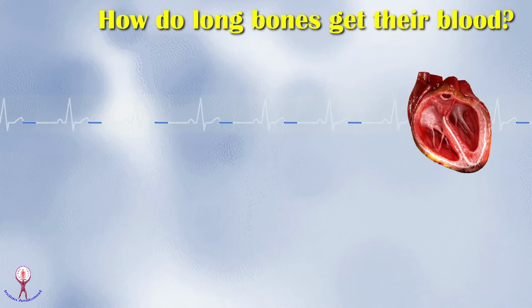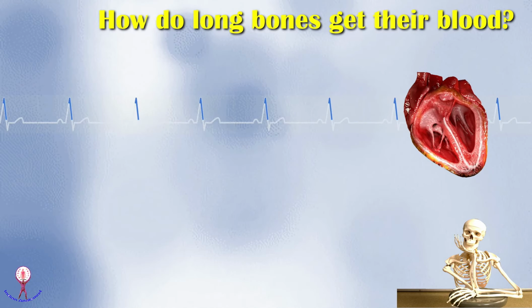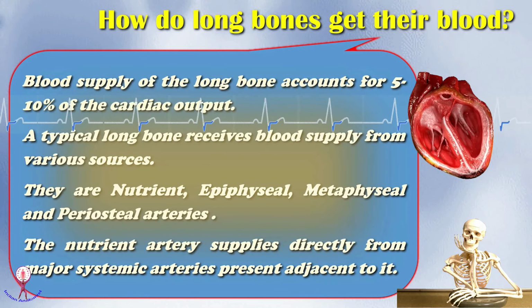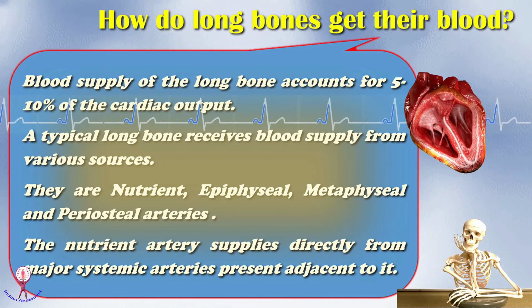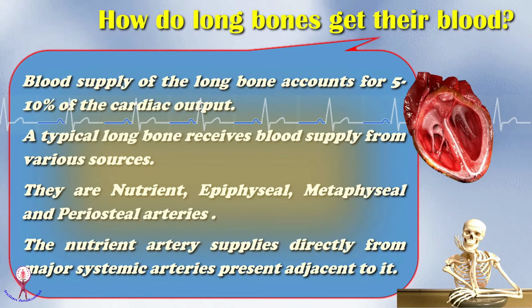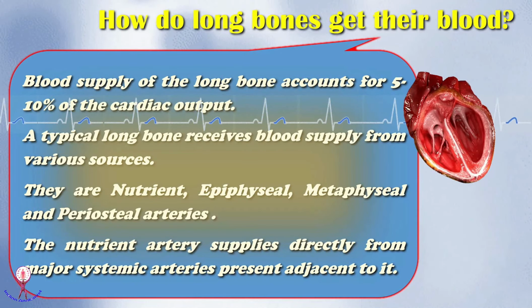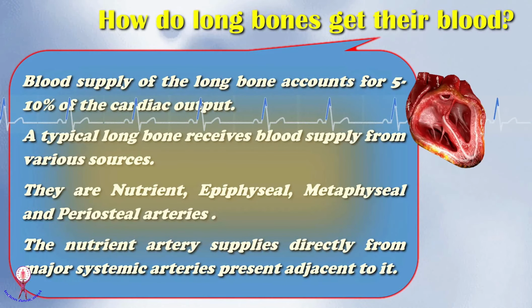How do long bones get their blood? Blood supply of the long bone accounts for 5 to 10% of the cardiac output. A typical long bone receives blood supply from various sources. They are the nutrient, epiphyseal, metaphyseal, and periosteal arteries. The nutrient artery supplies directly from major systemic arteries present adjacent to it.